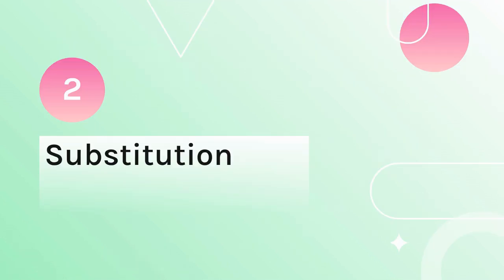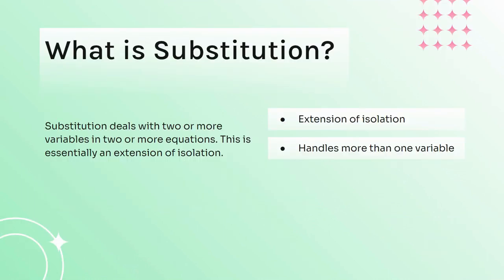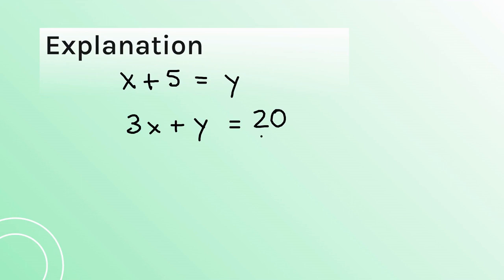And now let's move on to substitution. Substitution is just an extension of isolation, and it can handle more than one variable. So to take a look at that, let's say we have x plus 5 equals y. Okay, now already we see this is one variable, this is another. So there are two variables. And then we have 3x plus y is equal to 20. Okay, let's say we've got this.